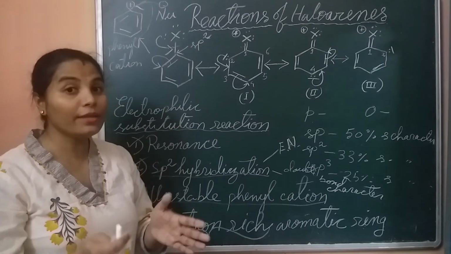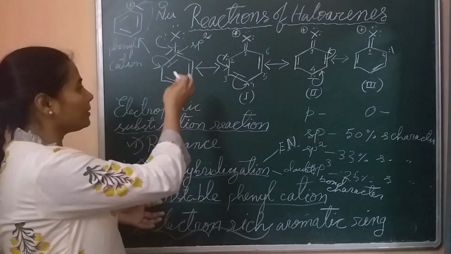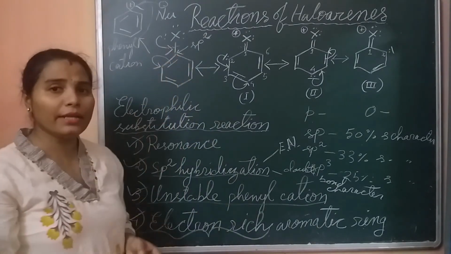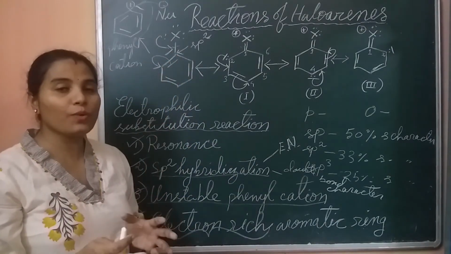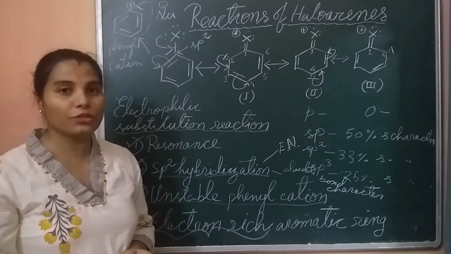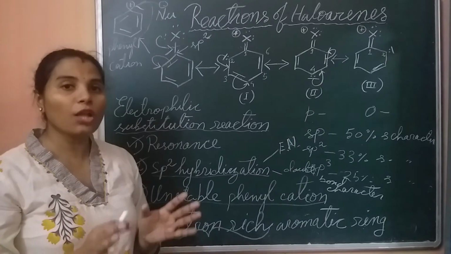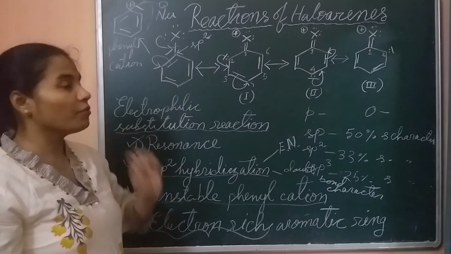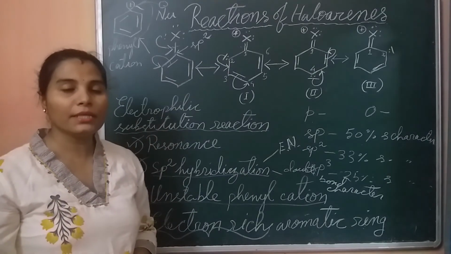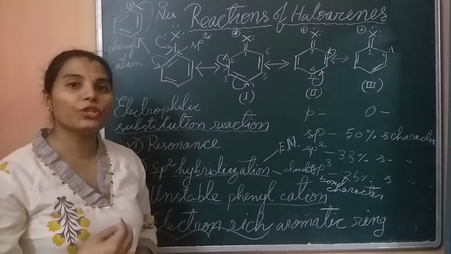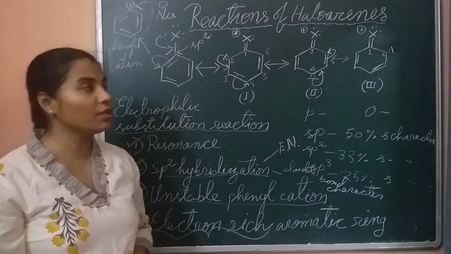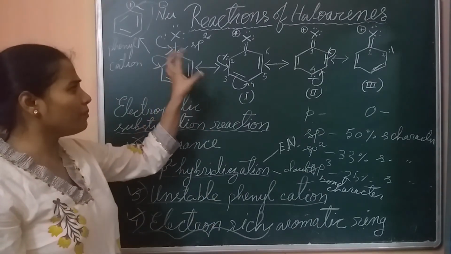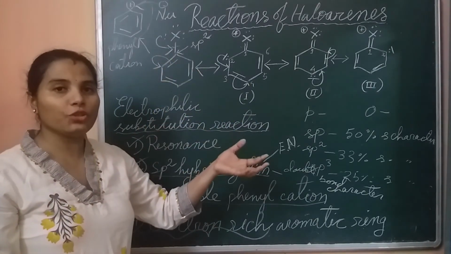What happens, this ring becomes electron rich and the nucleophile is also negatively charged. So, when the nucleophile is attacking the aromatic ring, it is repelled. That is why the nucleophilic substitution reaction is not possible under the normal condition in case of haloarenes. But if the condition is changed, haloarenes may show substitution reaction under certain conditions.